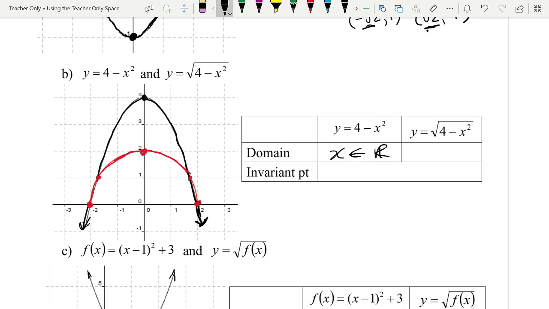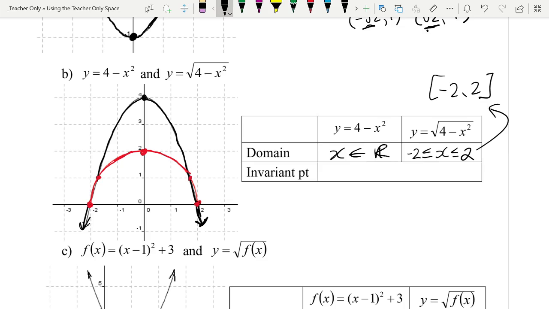Does it go forever in two directions like the first parabola did in example A? No, this is a bounded domain. It begins and ends. You have to be bigger than or equal to -2 and smaller than or equal to 2. If you like interval notation better, you write it like that.